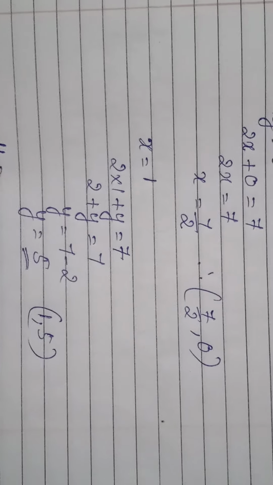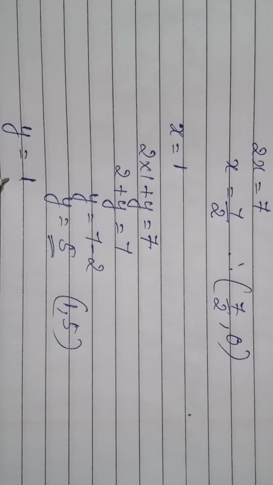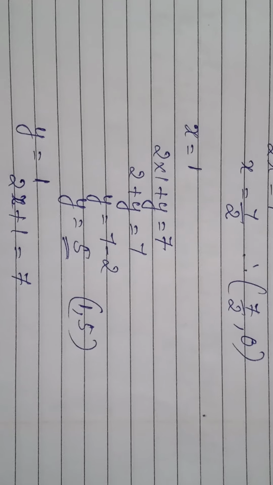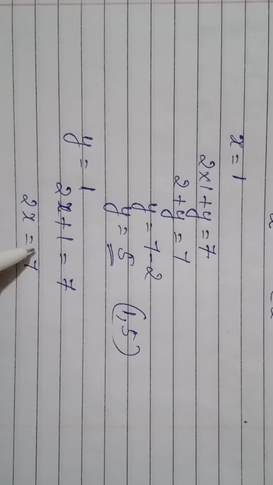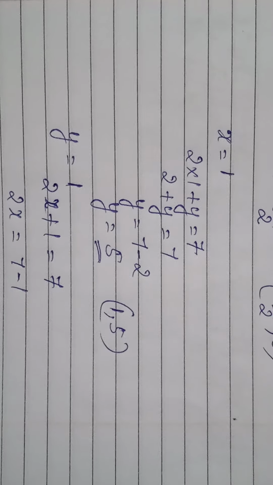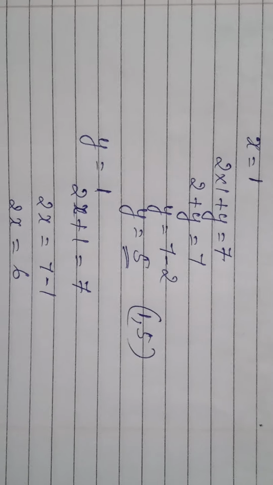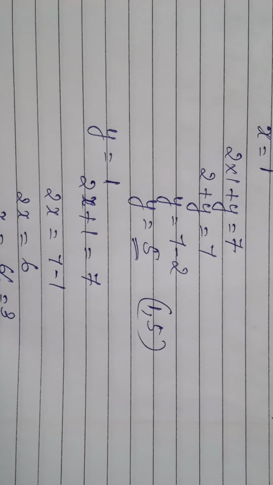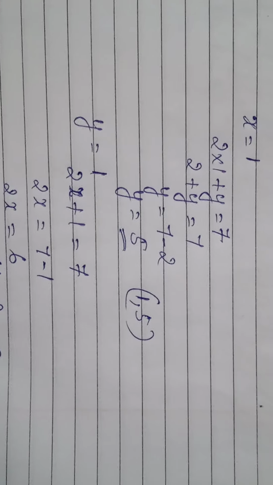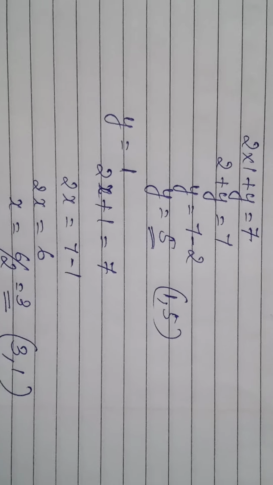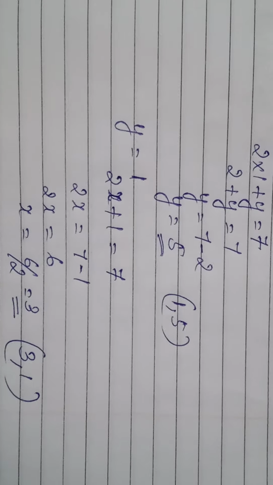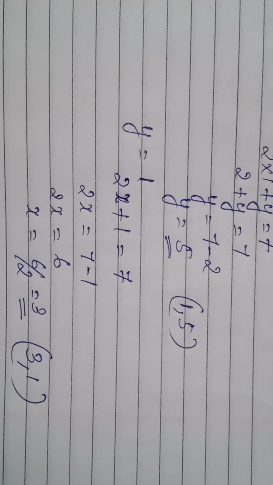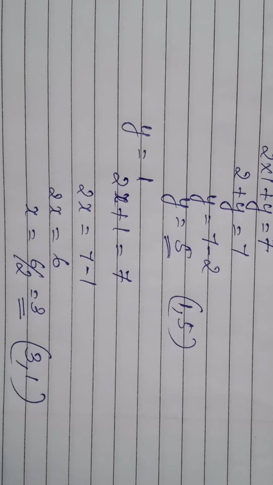Then substitute the value y = 1. Then 2x + 1 = 7. Then 2x = 7, transposing from LHS to RHS, it will be minus. Then 2x = 6. x = 6 divided by 2, that is 3. Understood? So the solution is (3, 1). So the required solutions are (0, 7), (7/2, 0), (1, 5), and (3, 1) as the four different solutions. Understood?